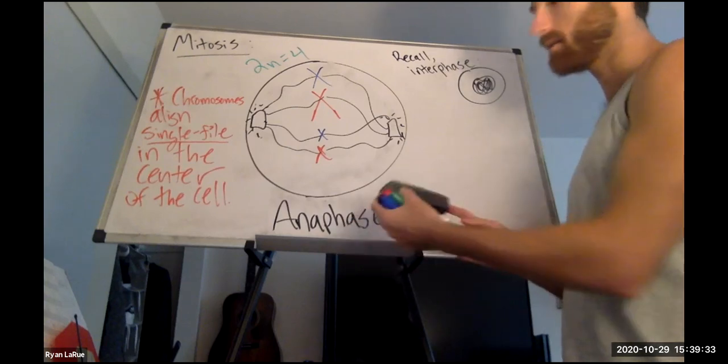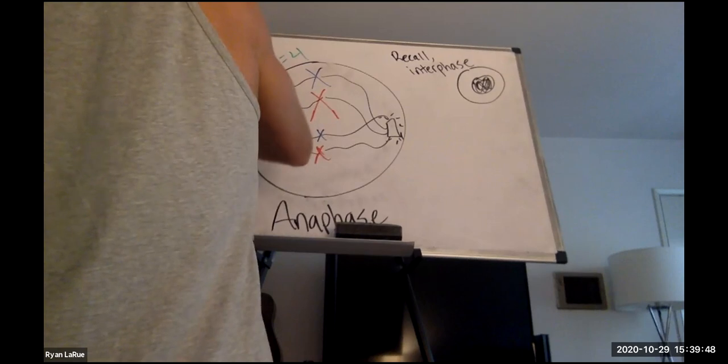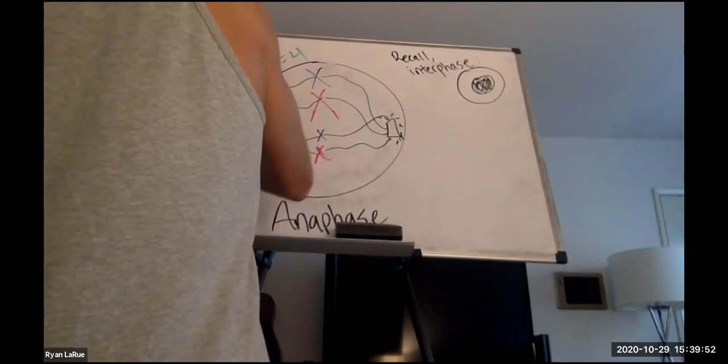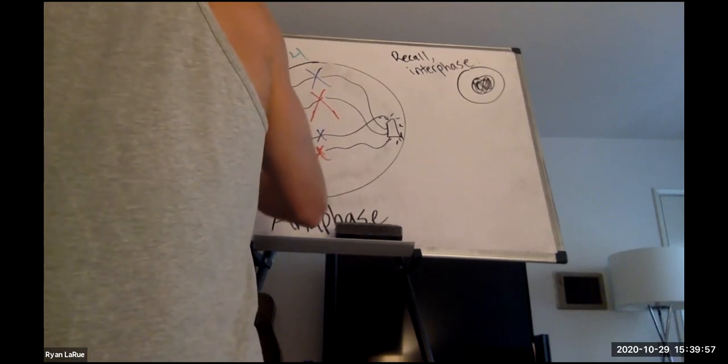During anaphase, sister chromatids are pulled to opposite ends of the cell.